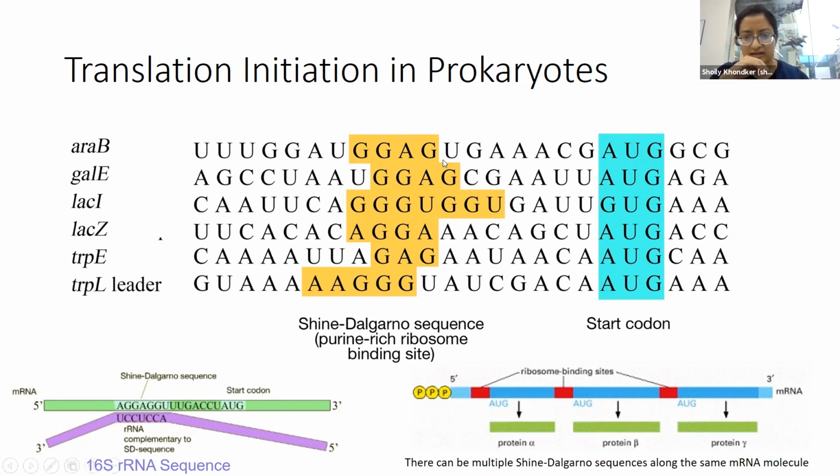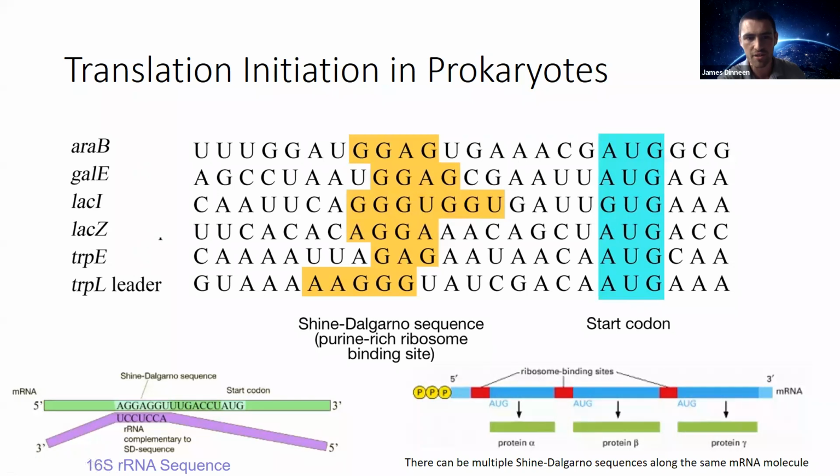Yeah, I'm not sure. I think there's just some variation across species. And like Jeremy said, there's a scanning function as well. So if this is where the ribosome binds, then it scans until it gets to the start codon. So it doesn't necessarily have to be attached to the start codon.